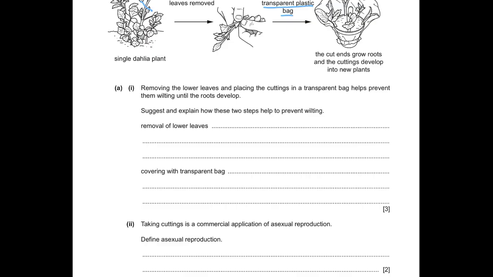Removing the lower leaves and placing the cuttings in a transparent bag helps prevent them wilting until the root develops. Suggest and explain how these two steps help to prevent wilting.